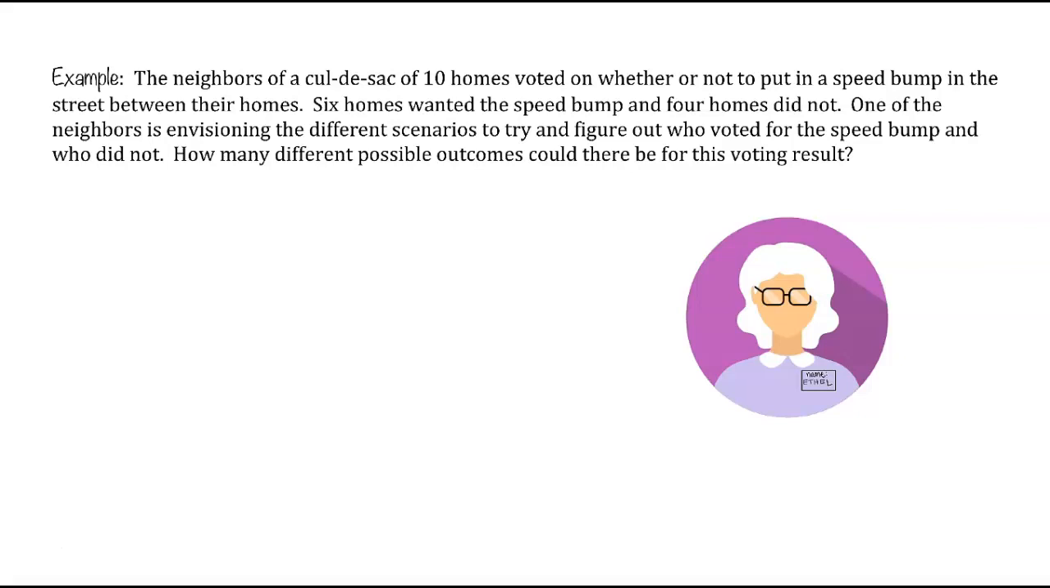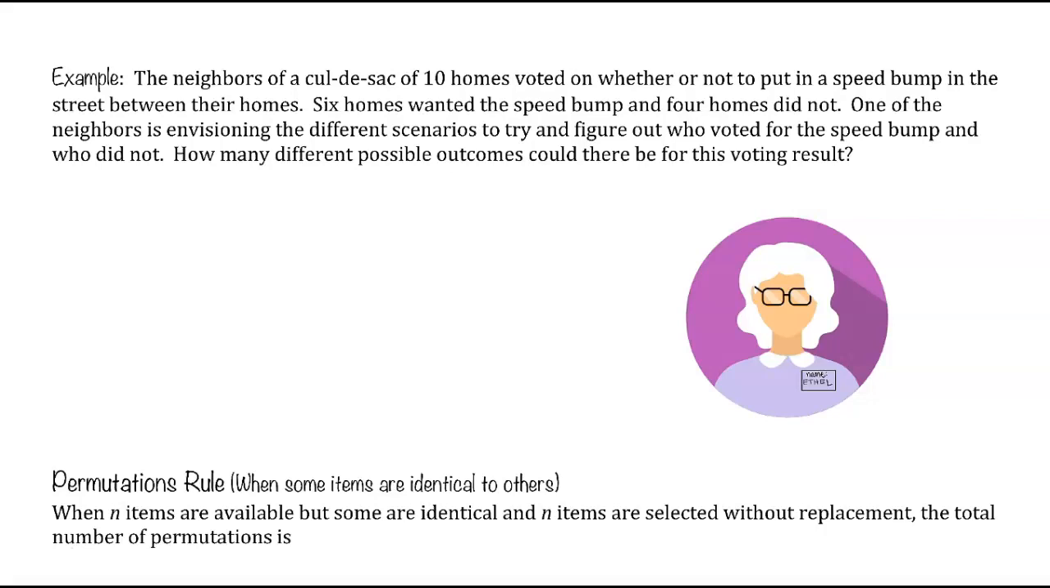This time we have 10 individual items, each with 2 choices. However, there's a lot of repeats. There's a collection of yeses and a collection of nos. This is in fact a permutation where order matters, but we do need to take those repeats into consideration. There's another version of the permutations rule that takes care of the situation when some items are identical to others.